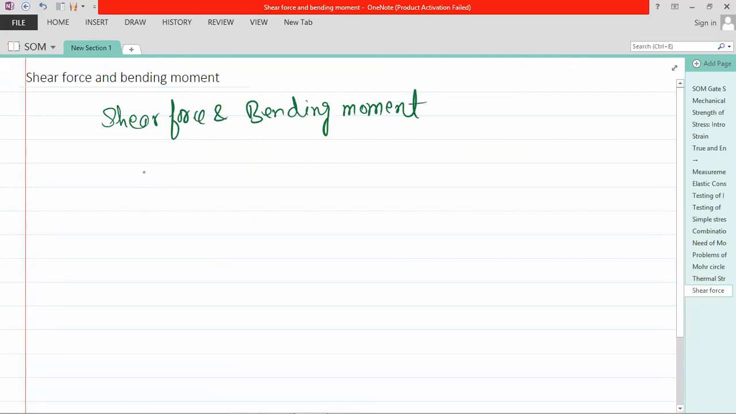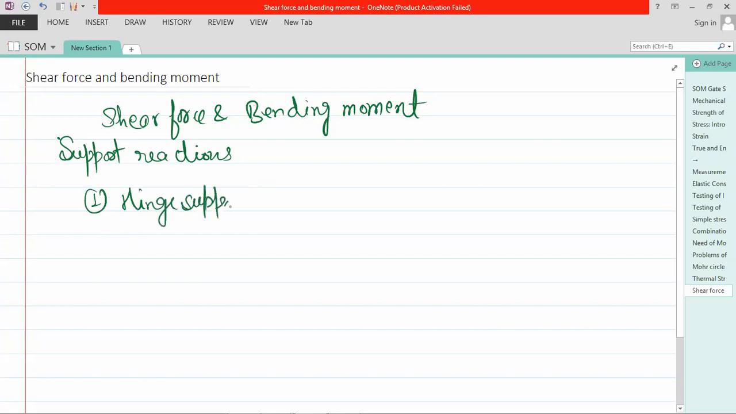Suppose you have a rod. Before that, let me explain the support reactions. In support reactions, the first one is hinge support. The second one is roller support. The third one is fixed support.